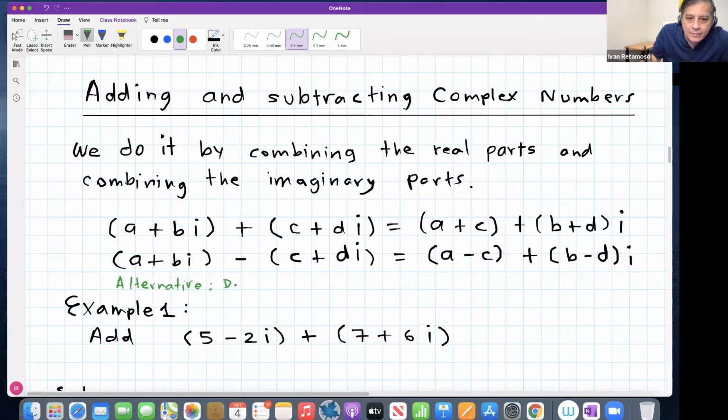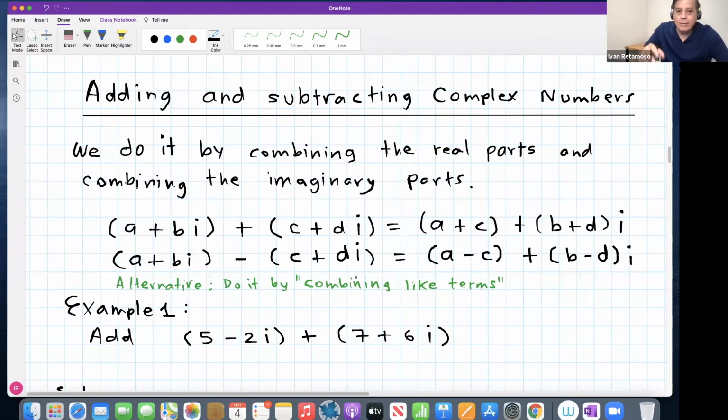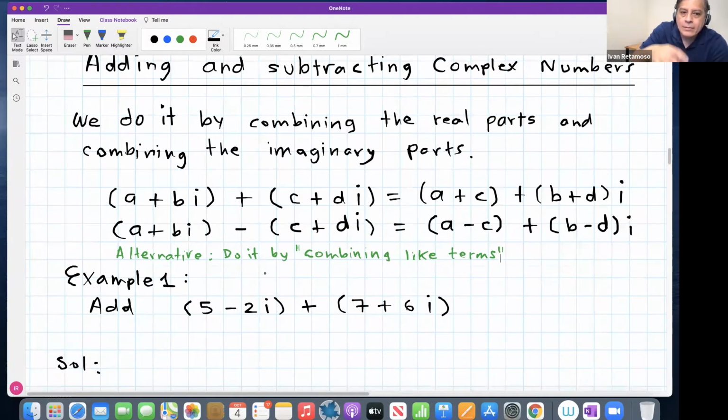Alternative, do it by combining like terms. This is a powerful idea. Basically, you treat the complex numbers as binomials, right? And combine like terms accordingly, and you should get the result, okay? Instead of following formulas, because for multiplication and division, the formulas will get a little bit complicated to remember.